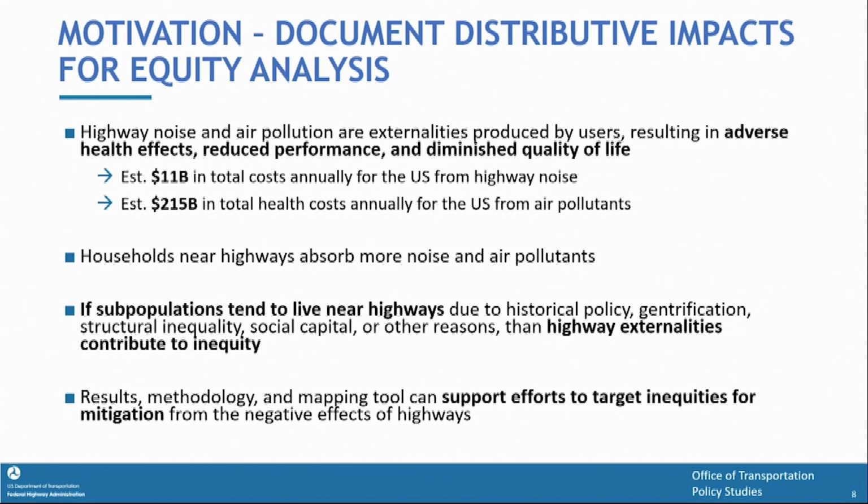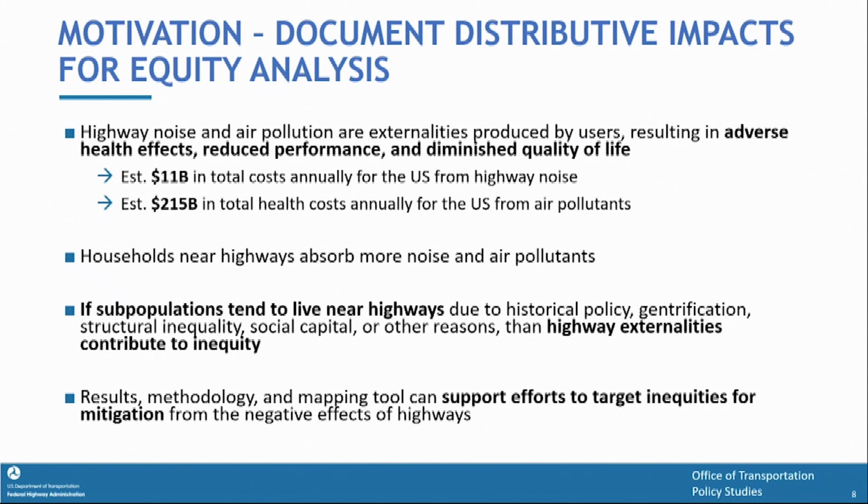Why do we want to do this? We've already seen the cost of these externalities can be very substantial. Highway noise and air pollution are produced by users, but they affect people who are not actually using the system. This can result in adverse health effects, reduced cognitive performance, and diminished quality of life. It stands to reason that households near highways absorb more noise and air pollutants. And if subpopulations or demographics tend to live near highways due to historical policy, gentrification, structural inequality, social capital, or other reasons, then highway externalities are contributing to inequity.